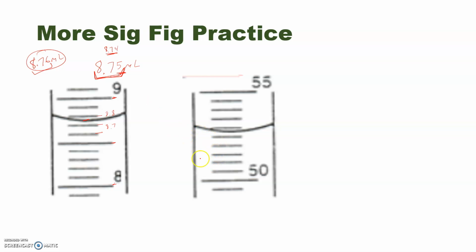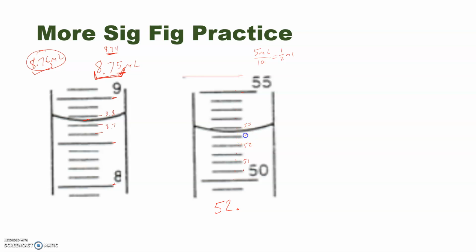The next one here, we got 50 and 55. Now this is a little tricky because it goes 1, 2, 3, 4, 5, 6, 7, 8, 9, 10. So we've got 5 milliliters divided by 10 markings equals a half of a milliliter per marking. So 50 and a half, 51, 51 and a half, 52, 52 and a half, we've got 53 here. So I know it's between 52 and 53. So I'm going to say 52 point something.